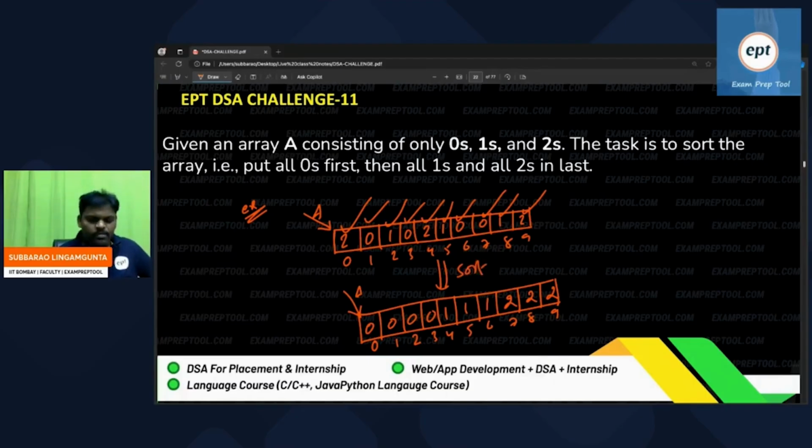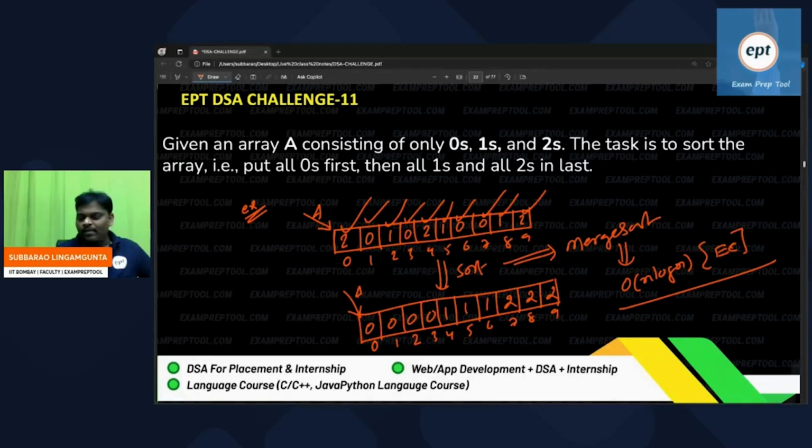You may say, sir, how to solve this problem? I think just sort. Apply merge sort and sort, or apply heap sort and sort. So merge sort or heap sort will take n log n time in every case. If you want, you can go for heap sort. N log n time, every case.